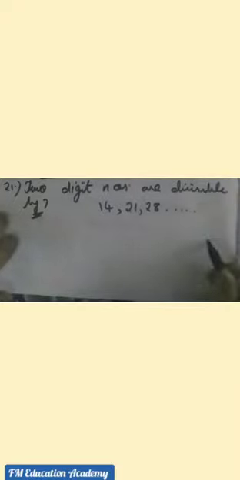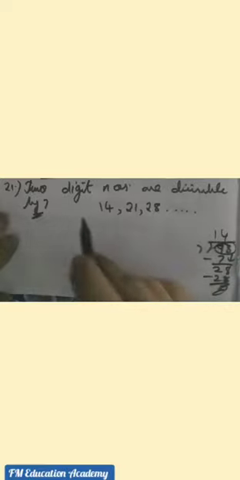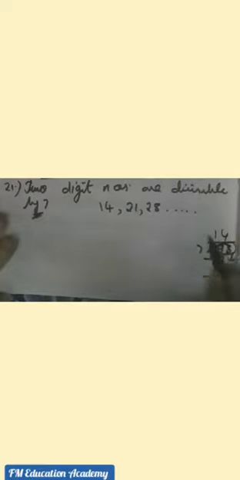And before 100, we have 99. 99 will not go in the 7 table, but 98 will go in the 7 table. See, 7 ones are 7, 9 minus 7 is 2, 28, 7 fours are 28. That is, 14 sevens are 98. So 98 will go in the 7 table, and it is also a 2-digit number. So the last term here is 98.